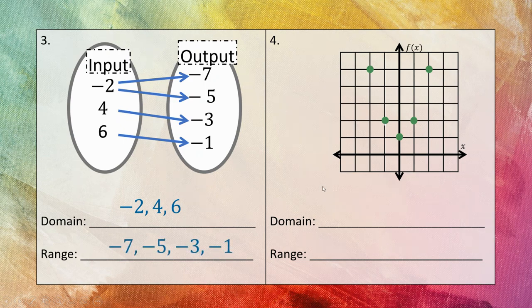In number 4, remember for domain, we're looking from left to right. So this point here, x value is -2, and then we've got -1, 0, 1, 2. And then for range, we look from bottom to top. This lowest point has a y value of 1. Then we have a y value of 2. And then it jumps up to 5. So our range is 1, 2, 5.